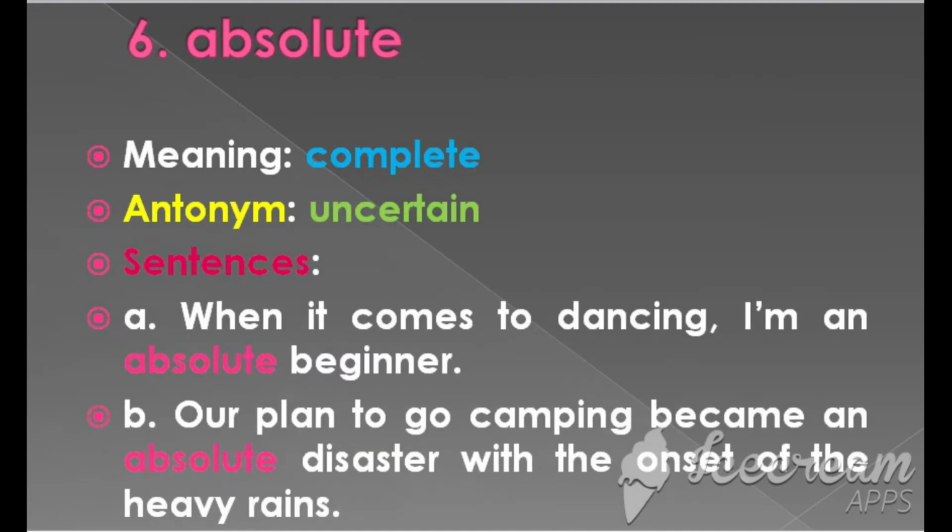Word number 6, absolute. The meaning is complete. The opposite of absolute is uncertain. Sentence number 1, using the word absolute. When it comes to dancing, I am an absolute beginner. Sentence number 2, our plan to go camping became an absolute disaster with the onset of the heavy rains.